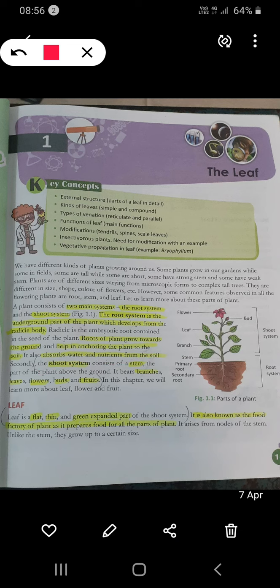Now let us discuss about some shoot system. Stem is a part above the ground. It bears branches, leaves, flowers, buds and roots. Okay student? So now we will discuss about the next part, that is leaf, and in this chapter we will discuss about structure of leaf, drawing of a leaf, and what are the work of leaf, that is called function of leaf, and how many kinds of leaves are there, and how is the arrangement of leaf done in a plant. We will discuss all these things. There are different types of leaves in different plants, so we will discuss about them.